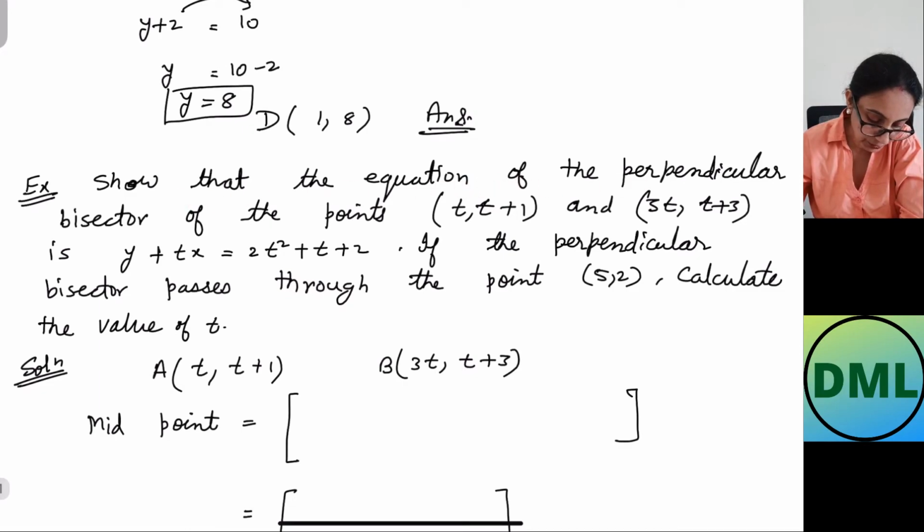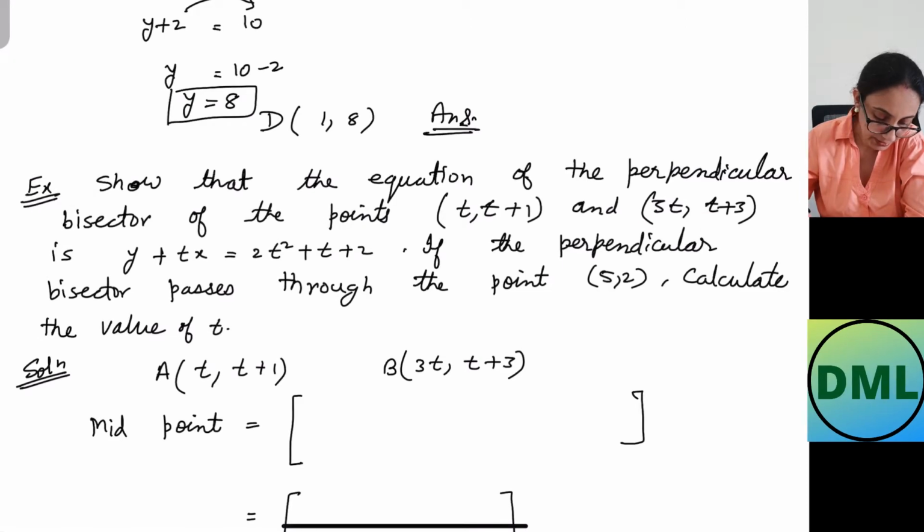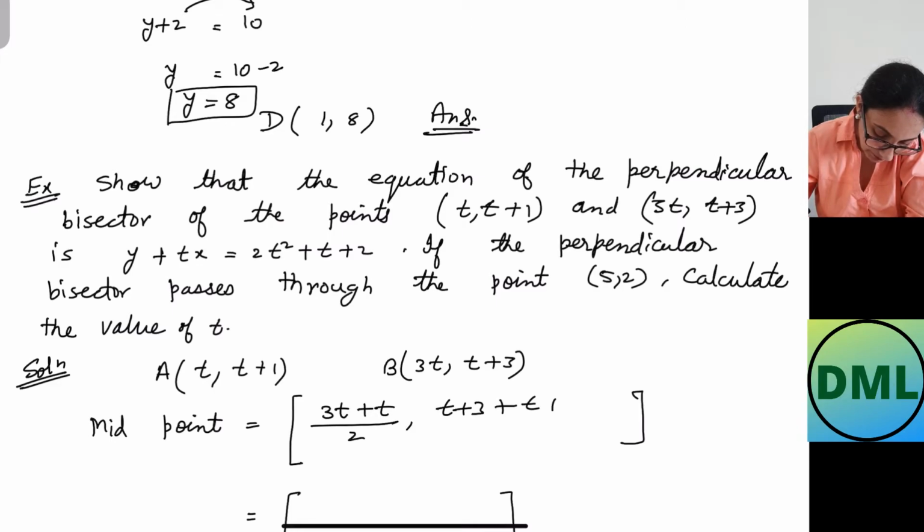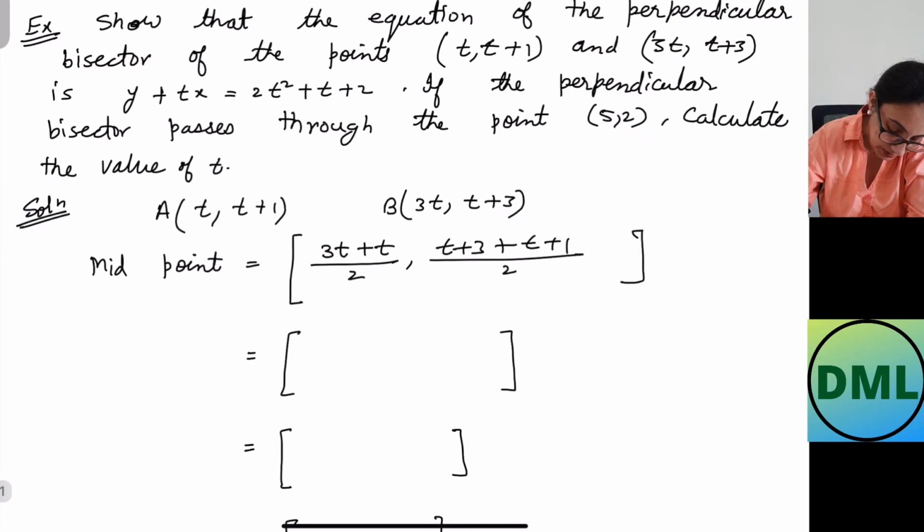Show that the equation of the perpendicular bisector of the points (t, t plus 1) and (3t, t plus 3) is y plus tx is equal to 2t square plus t plus 2. If the perpendicular bisector passes through the point (5, 2), calculate the value of t. So the points A and B are given to you. I need to first find the midpoint of these 2 points. So the midpoint is given by (x1 plus x2) over 2, (3t plus t) over 2, (t plus 3 plus t plus 1) over 2. Now let's solve this here.